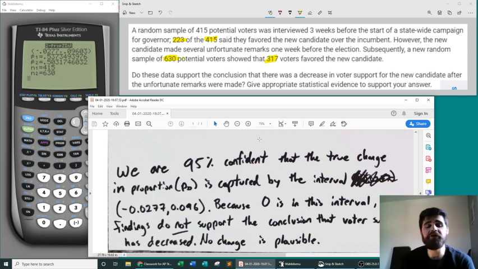Okay, next time we're going to be looking at this exact same problem, but doing a significance test to basically draw the same conclusion.